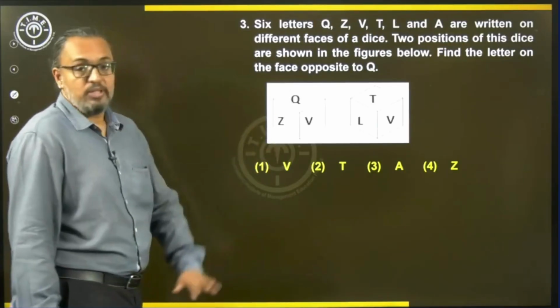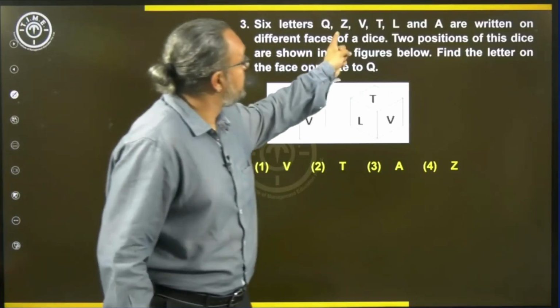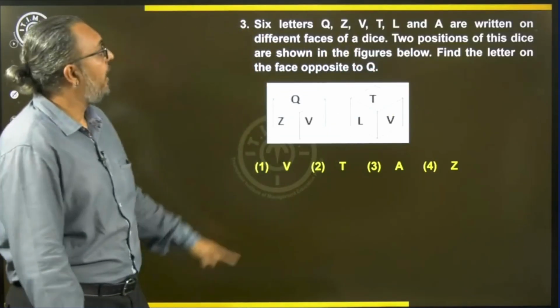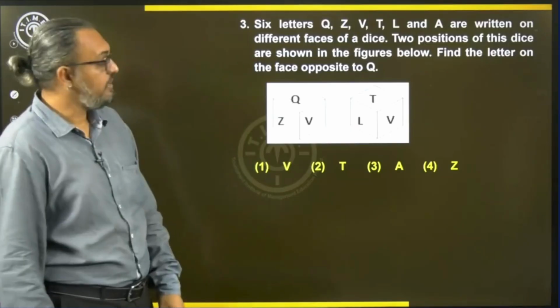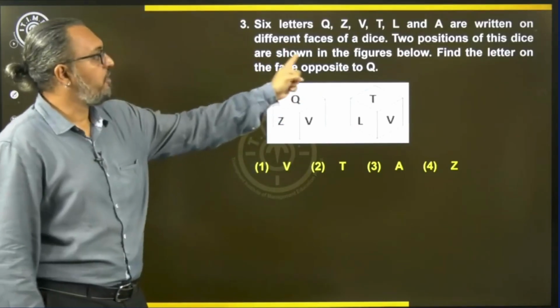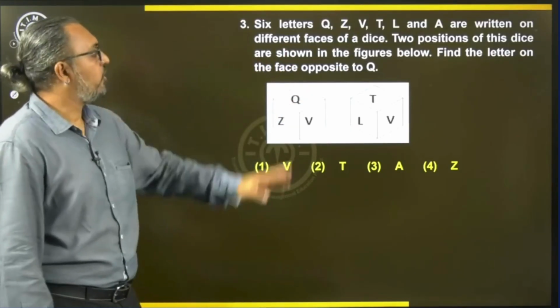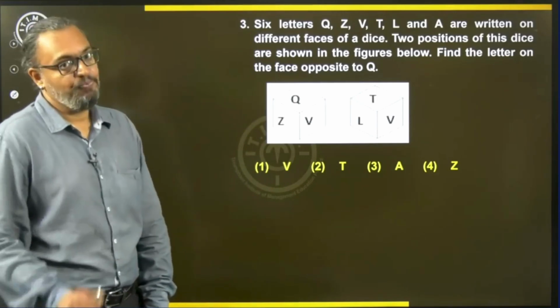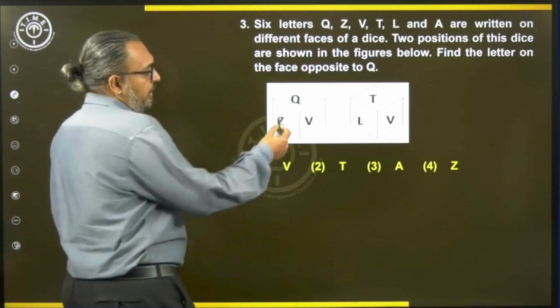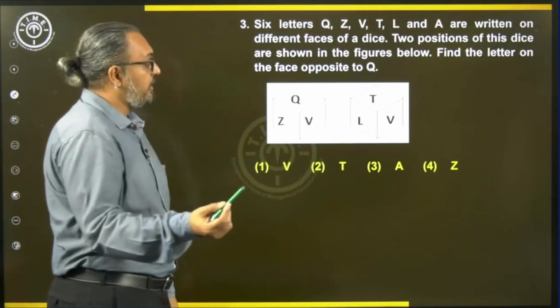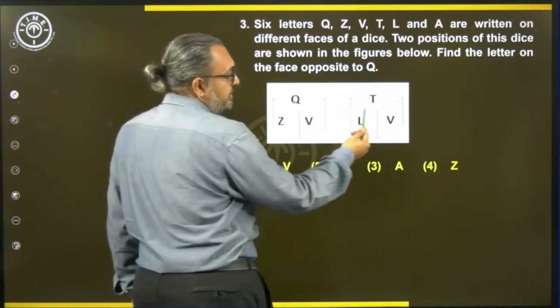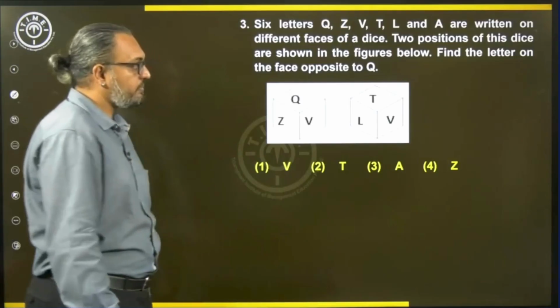Then coming back to dices again, he says 6 letters Q, Z, V, T, L and A are written on different faces of a dice. 2 positions of this dice are shown in the figures below. Find the letter on the face opposite to Q. Correct? Now look at this. So which are the letters that are common here? Check. V is the only letter that is common.